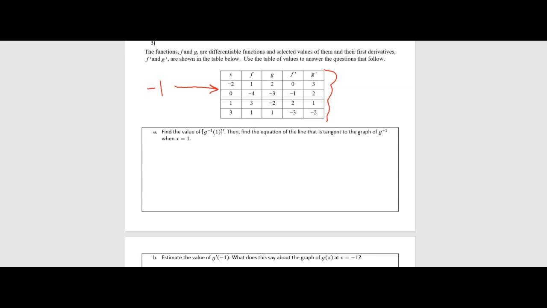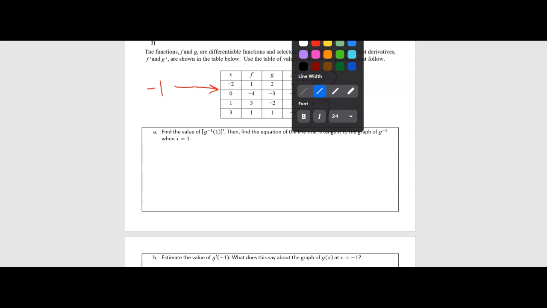The G prime value of negative 2 is listed, and the G prime value of 0 is listed, but not the value of G prime of negative 1. So G prime, right, that represents the slope of the tangent line to G. And we're trying to estimate G prime of negative 1. So we're trying to estimate the slope of the tangent line to G of x at x equals negative 1.